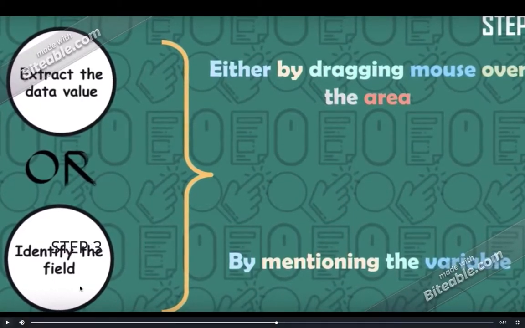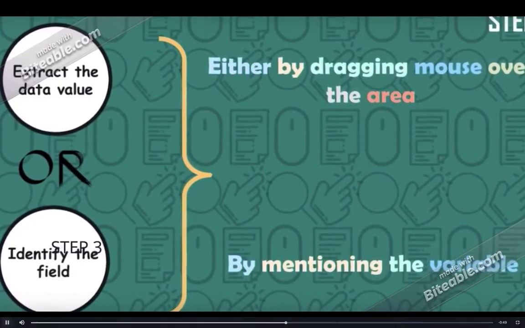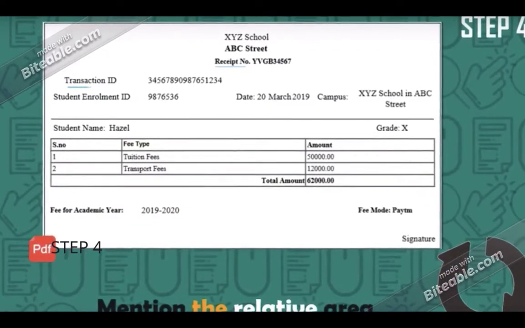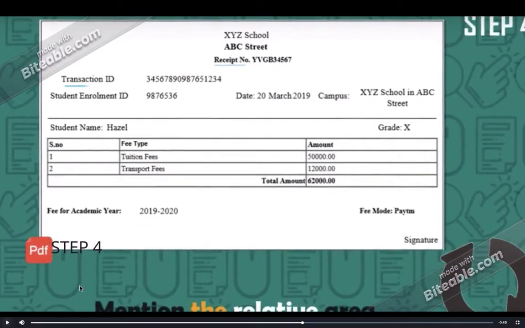Next, we need to extract data value or identify the field from within the invoice, either by dragging the mouse over the area or by mentioning the variable. Our next step is to mention the relative area. So, what is the relative area? Relative area is the field which is next to the field from where we want to extract the data. For example, in this page, transaction ID is the relative area of the number 34567, etc.